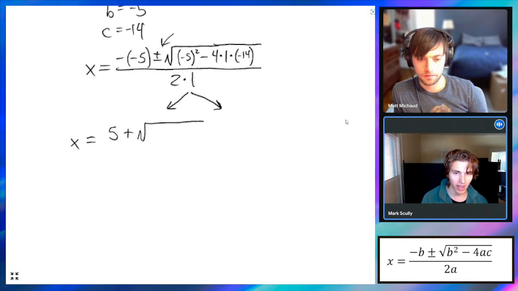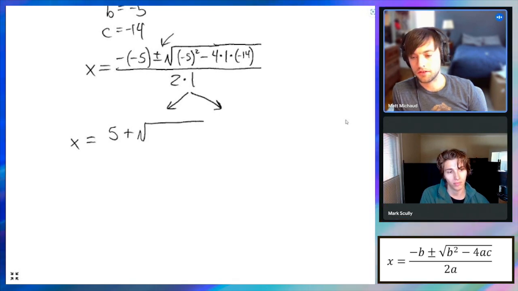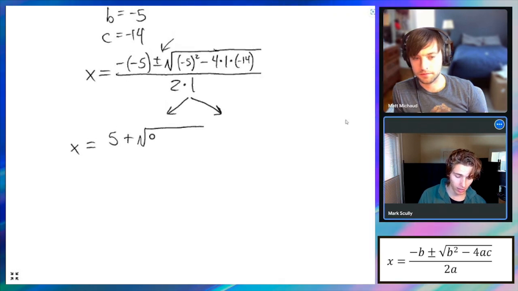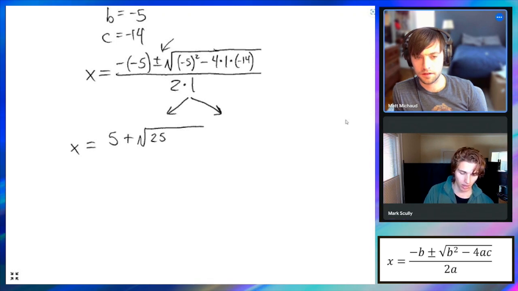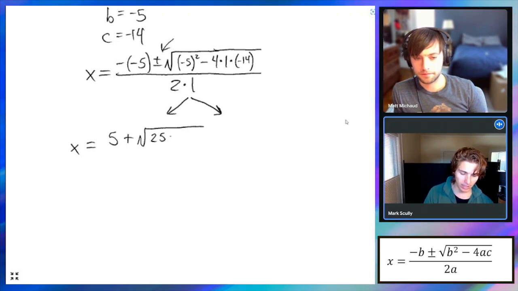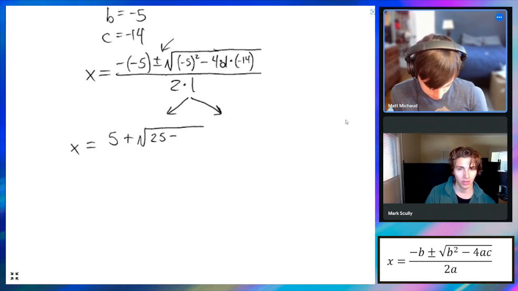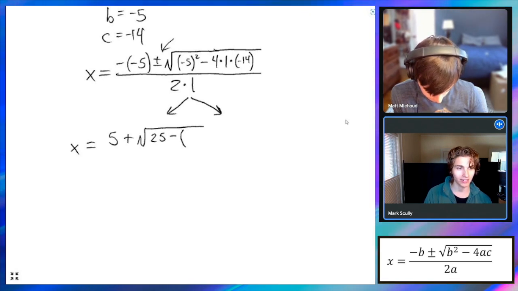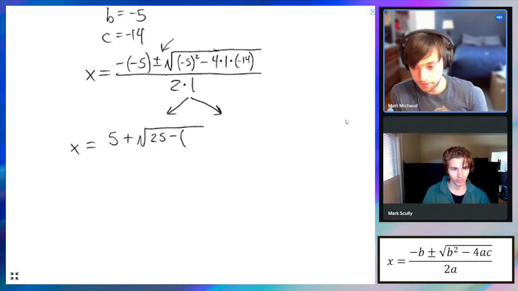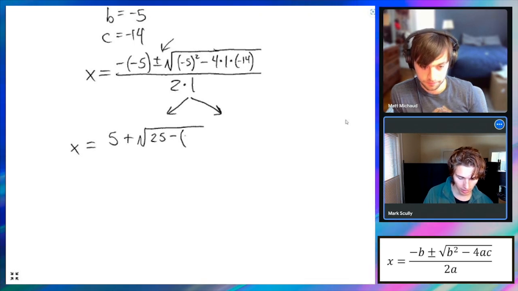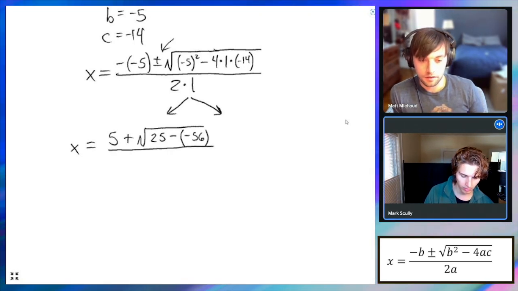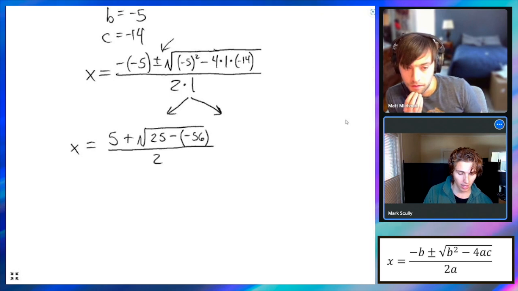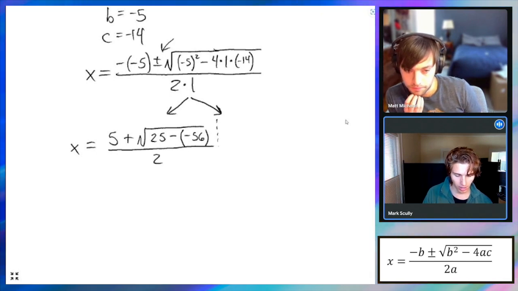Matt, what is negative 5 squared equal to? Isn't that 25? Yeah, exactly. Negative 5 times negative 5 is positive 25. All right, now we have minus. What is 4 times 1? 4 times 1 is 4. Times negative 14. 4 times negative 14 equals negative 56. Nice. And 2 times 1? 2. Perfect. Let's put a little dotted line here.